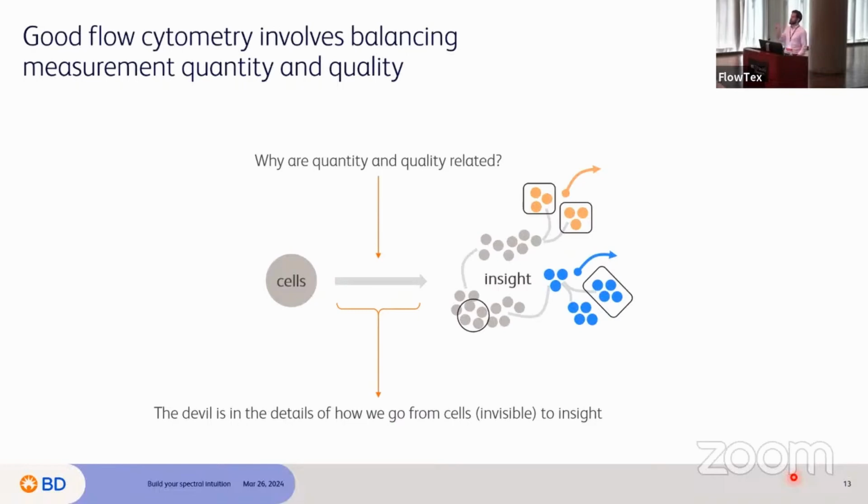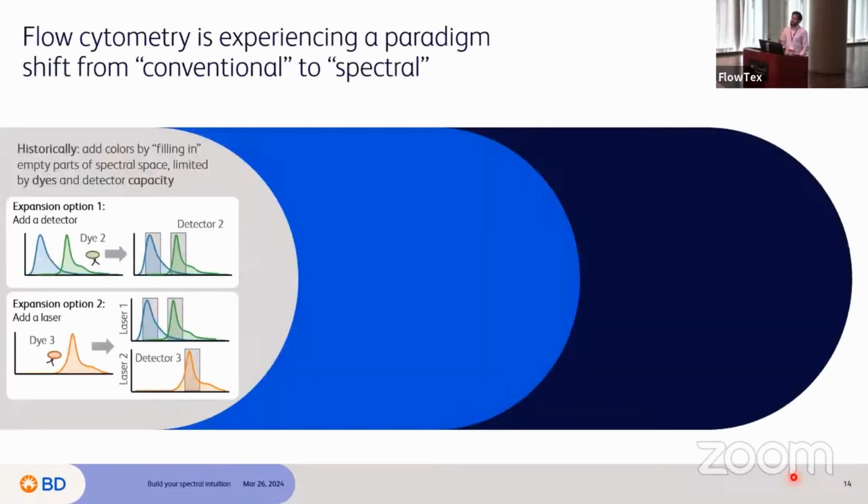You now have to start thinking about all of these compromises and trade-offs that come in. And the reason we think about that a lot now is that the field has really made the shift from conventional to spectral flow, like we talked about a little bit this morning. Historically, you could add colors to a panel or add colors to the field by just filling in empty parts of spectral space. You go scuba diving off the Monterey coast and find a new fluorescent protein and some algae, and that's how you get PE and APC.